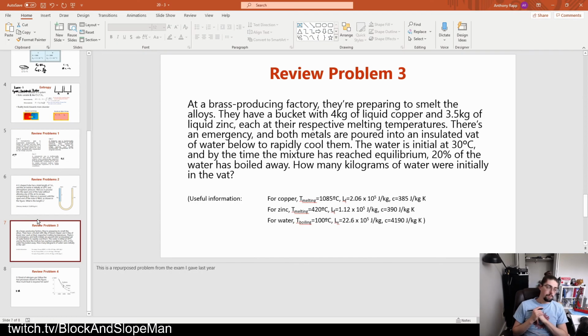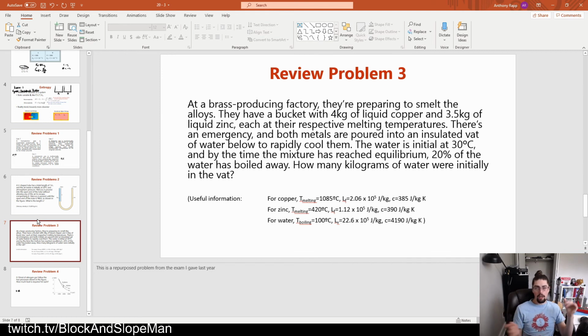So here's the premise. You are making brass in some sort of factory. You've got 4 kilograms of liquid copper, 3.5 kilograms of liquid zinc. Each of those, I just got them to the temperature they need to be melting. So they are completely liquid. They have melted at this point, but I haven't added a bunch of heat to make them hotter than that. Some emergency pops up. You slam the emergency cool button, and both of these buckets pour into a vat of water below to rapidly cool these 2 samples down.